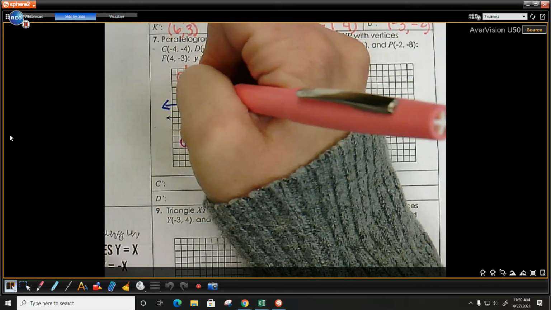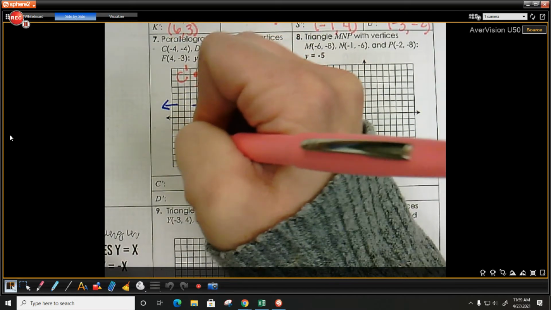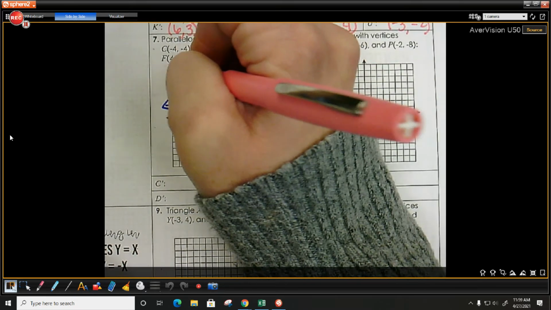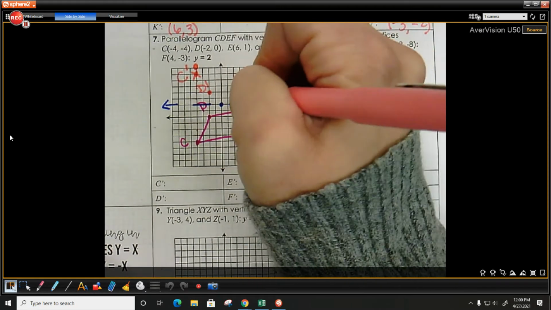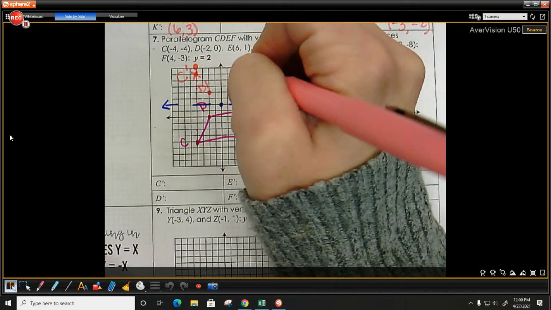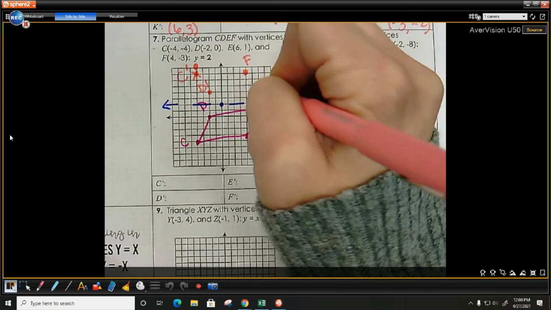I don't think I did my C far enough. 1, 2, 3, 4, 5, 6. 1, 2, 3, 4, 5. Up. There's my C, not this point. F is 1, 2, 3, 4, 5 below, so 1, 2, 3, 4, 5 above. E is 1 below, so E prime is 1 above.